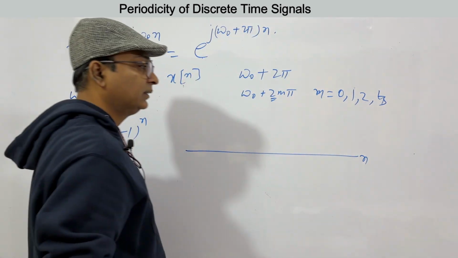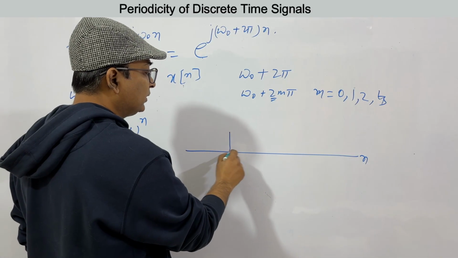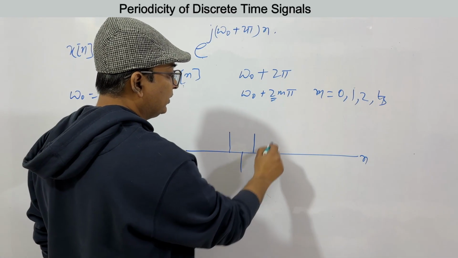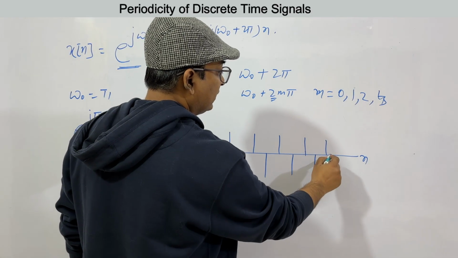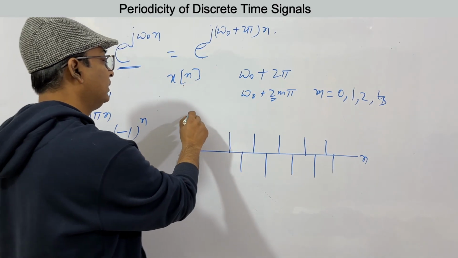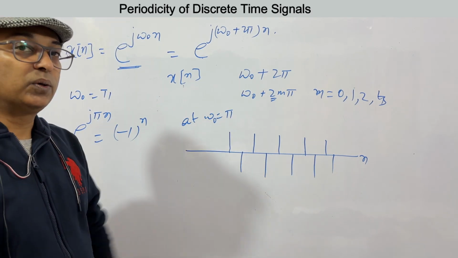Now let's have this as the n scale. Then if our signal is at omega 0 equal to pi, this will keep oscillating. One signal value will be in the positive direction, one in the negative, like this. So at omega 0 equal to pi, the signal will oscillate.